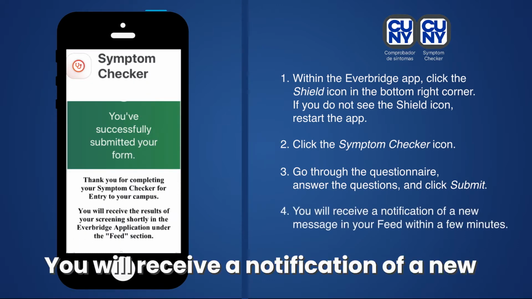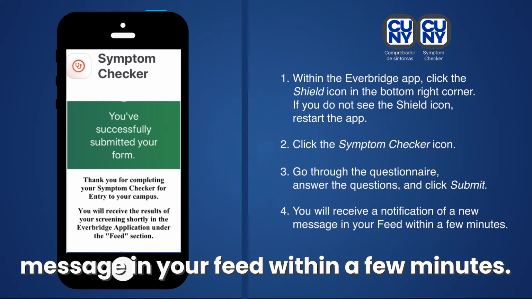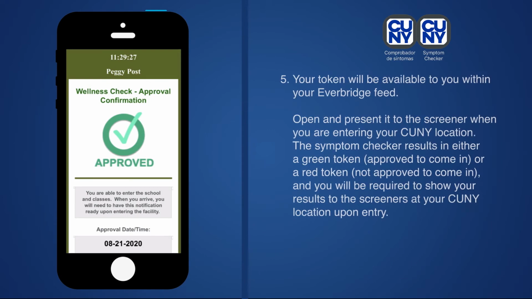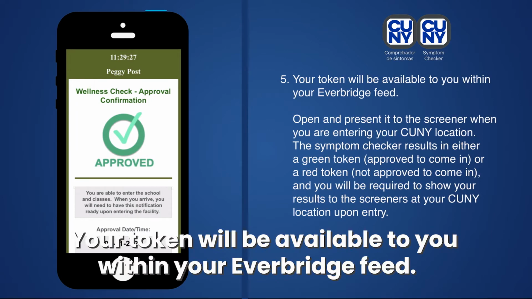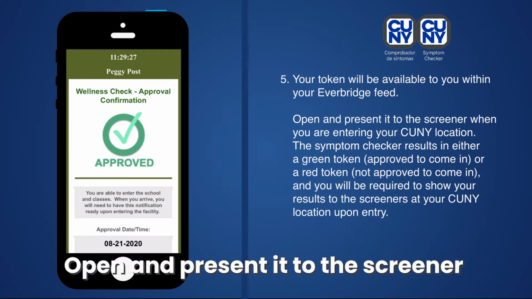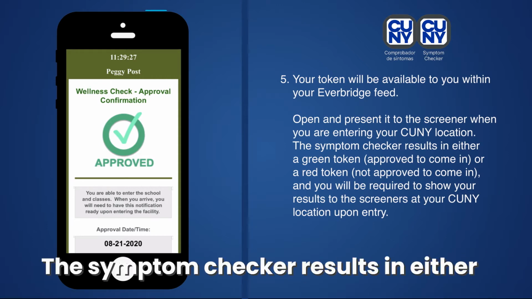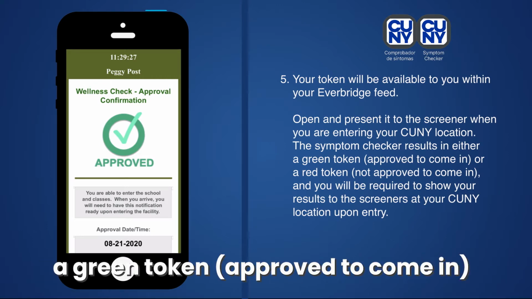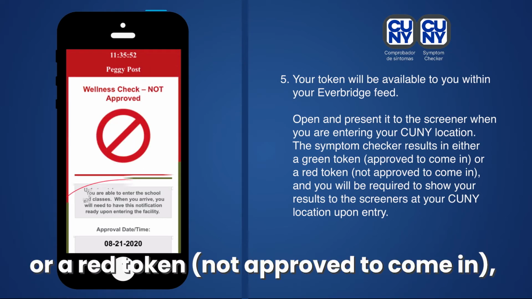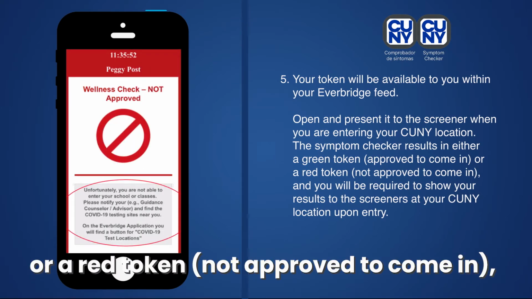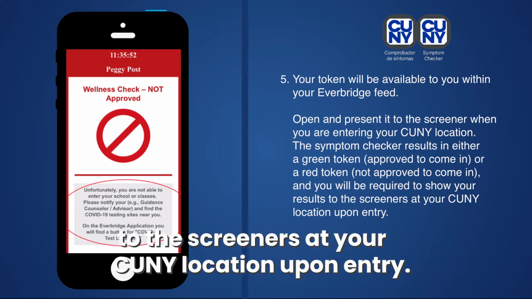You will receive a notification of a new message in your feed within a few minutes. Your token will be available to you within your Everbridge feed. Open and present it to the screener when you're entering your CUNY location. The symptom checker results in either a green token approved to come in or a red token not approved to come in, and you'll be required to show your results to the screeners at your CUNY location upon entry.